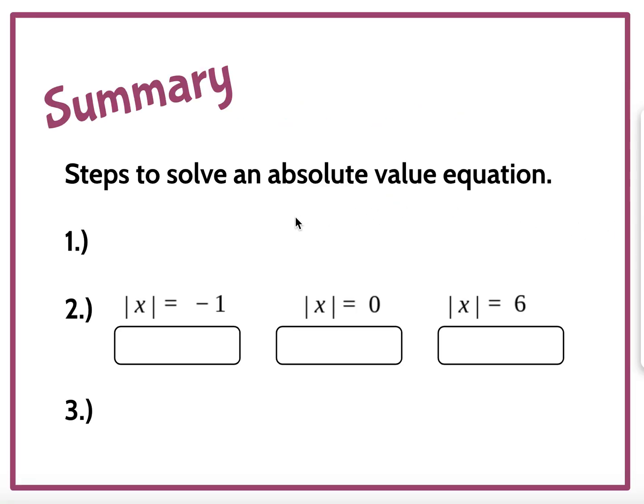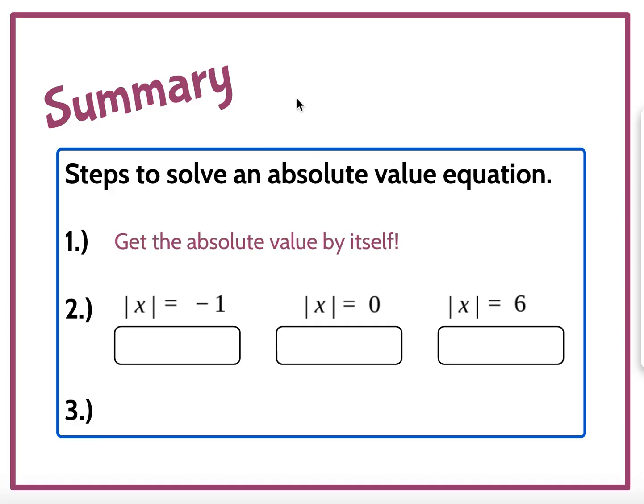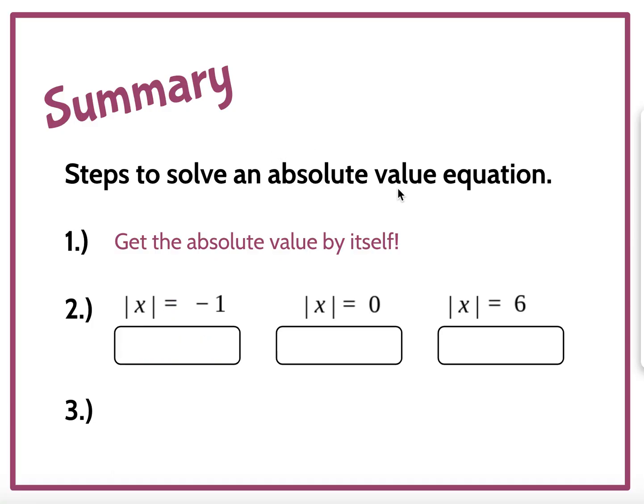Okay, so first thing in the summary is steps to solve an absolute value equation. You first want to check to see if you can get the absolute value by itself. That means isolate it. So if it's being added to something, subtracted, multiplied, divided, you have to undo that to get it by itself. Now, in number 2, if you get the absolute value by itself and it says that it's equal to something that's negative, what does that tell you? Yep, it tells you there's no solution. You get to stop, and the answer is no solution.